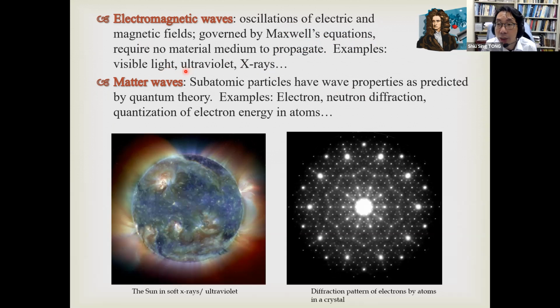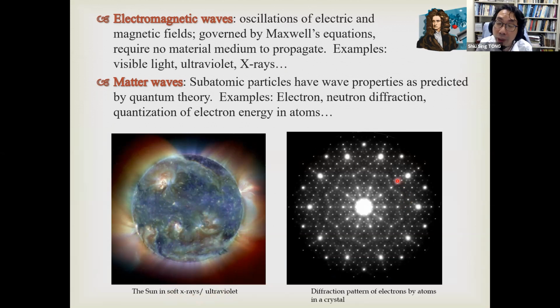And of course, there are many kinds of electromagnetic waves, including visible light, ultraviolet, X-ray, gamma ray, infrared, etc. Okay. And this is a picture of the sun emitting soft X-rays or ultraviolet rays. Of course, this radiation cannot be seen with naked eyes, but you can use an instrument to record its presence. So the sun looks like this under ultraviolet or X-rays.